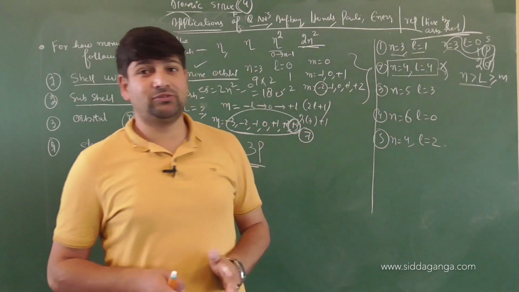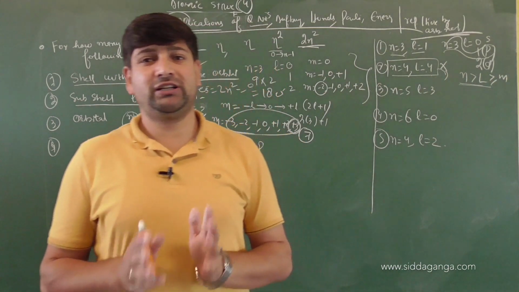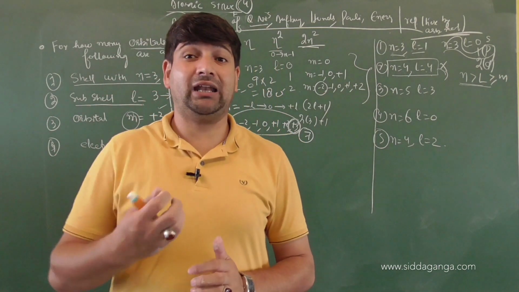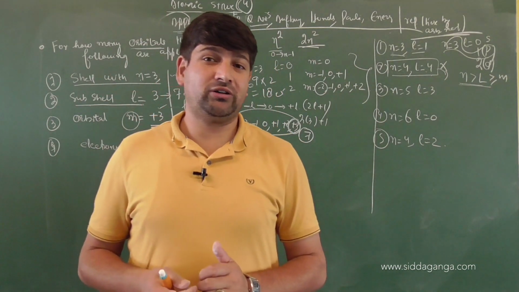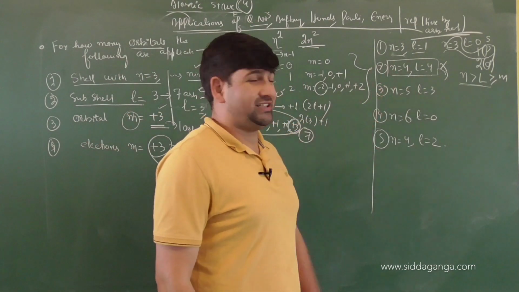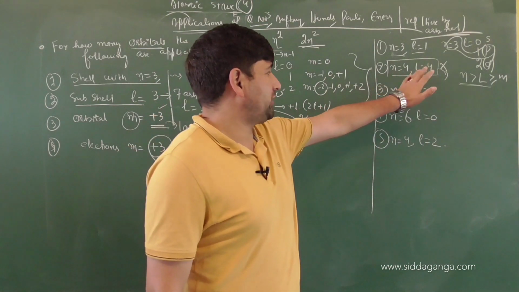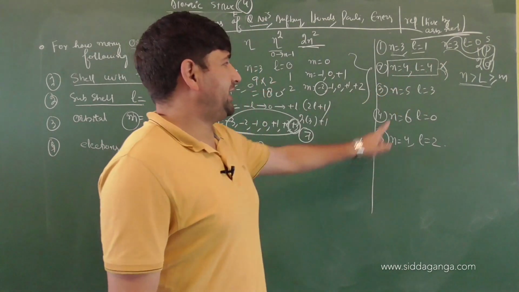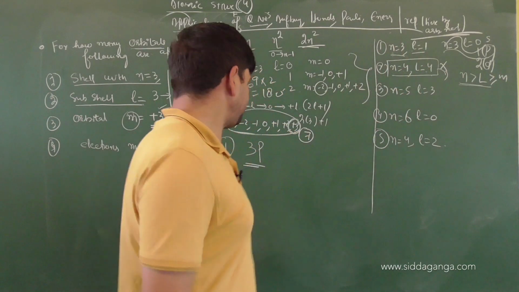Because in your competitive exams, you may have questions like: which of the following sets of quantum numbers is not allowed? Which of the following quantum numbers is not permitted? So this is not allowed, this is not permitted. Is it clear? So N4, L4, not allowed, not permitted. Done. Very good. Next one, N5, L3.